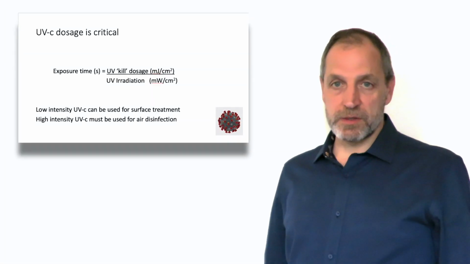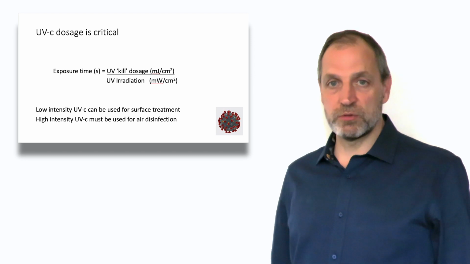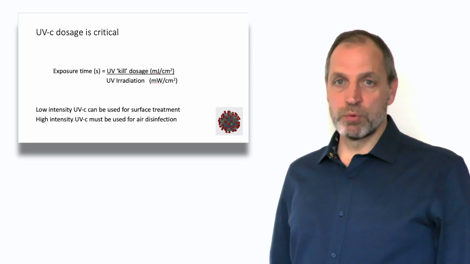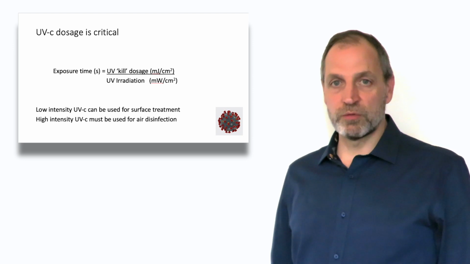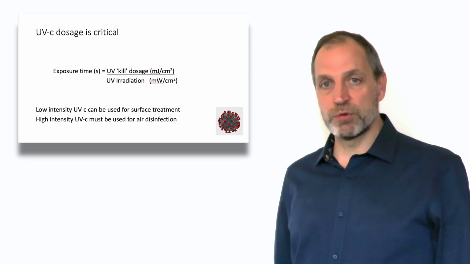But luckily ultraviolet germicidal irradiation, UVGI, UVC, however you want to call it, has been tested on a wide range of microorganisms. When we're designing a system, it's really important to understand the UVC dosage that we're trying to generate to kill the microbe. This is a UV kill dosage. It's also important to understand the amount of ultraviolet irradiation that the lamps, the source of the UV, is producing.